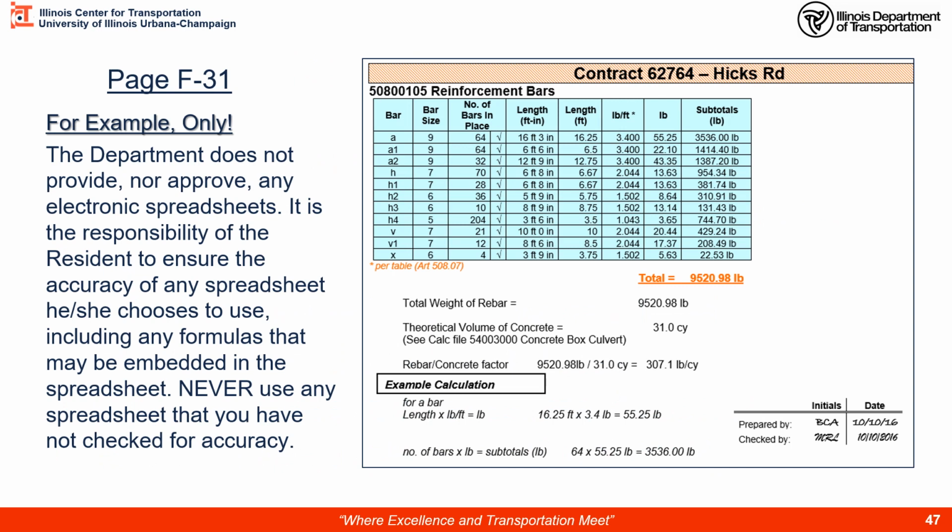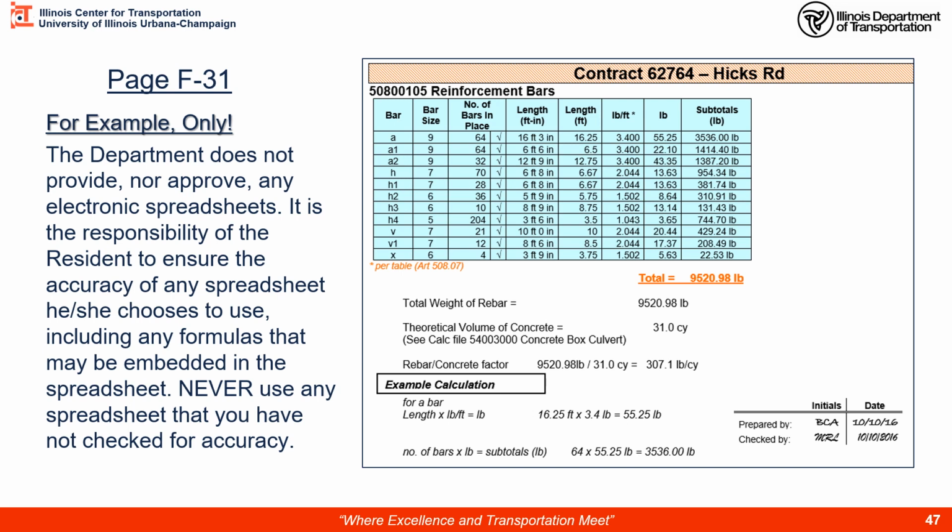On page F31 is an example of a spreadsheet. Here we're calculating reinforcement bars. We have the bar designation, its size, the total number of each of these bars, and the length of each bar per the plan. Here is a decimal foot version of the length, so here's my input value of length. Here are my pounds per foot, and you can see the little asterisks down here. I've extracted this from Article 508 in the spec book, the pounds per foot of each size of rebar.